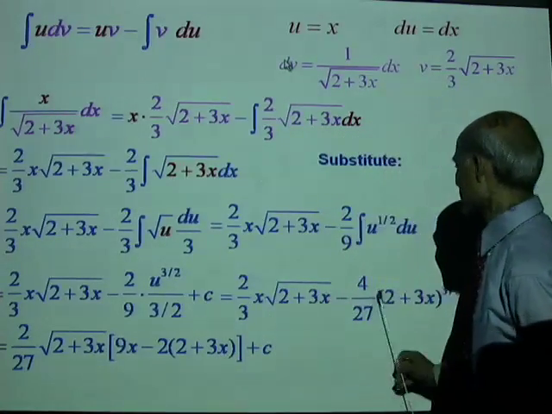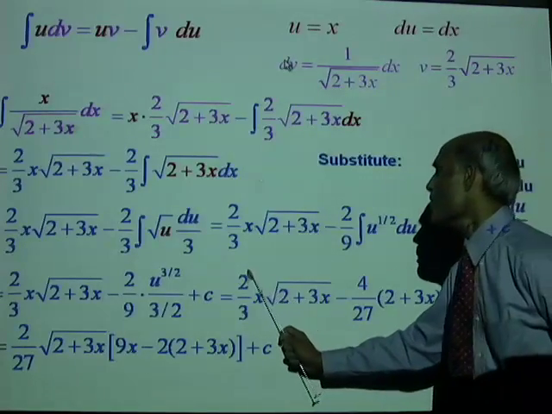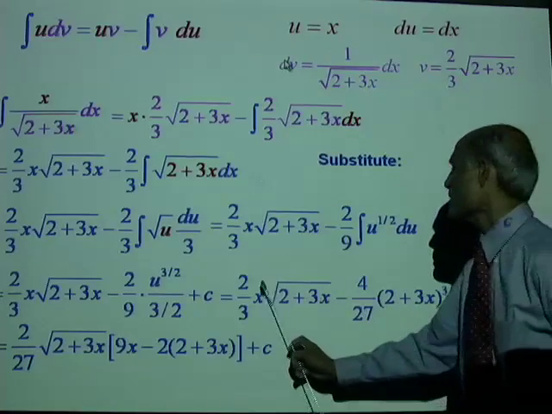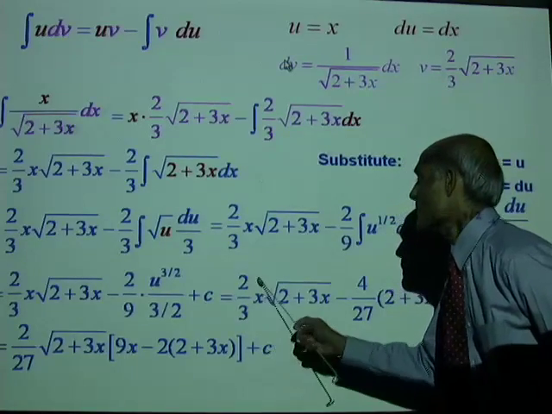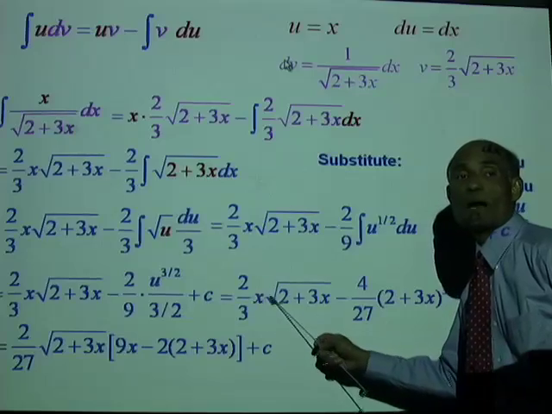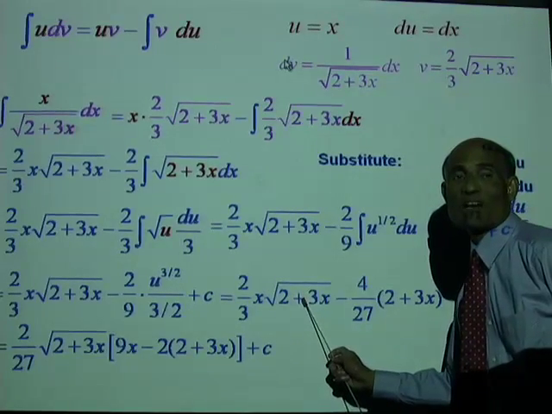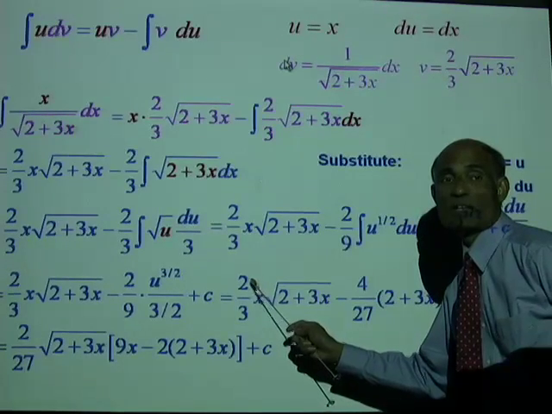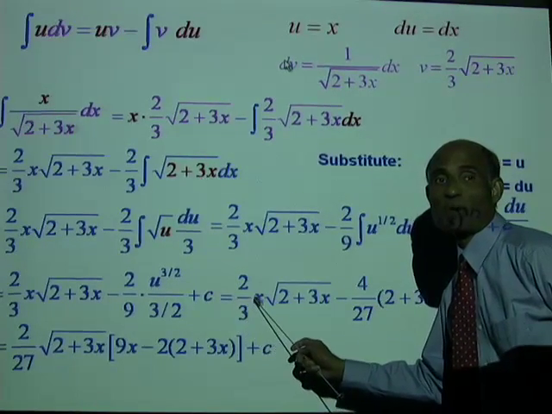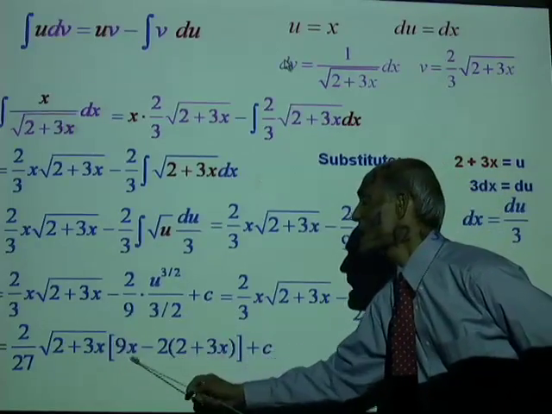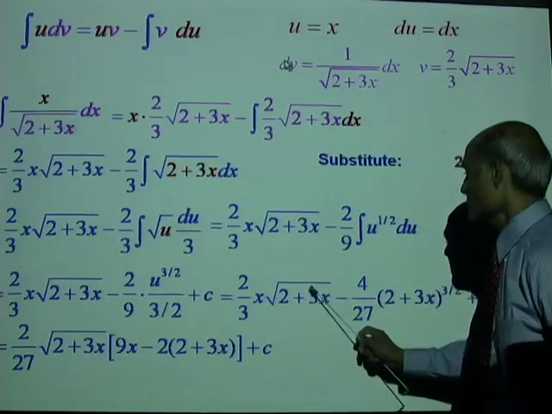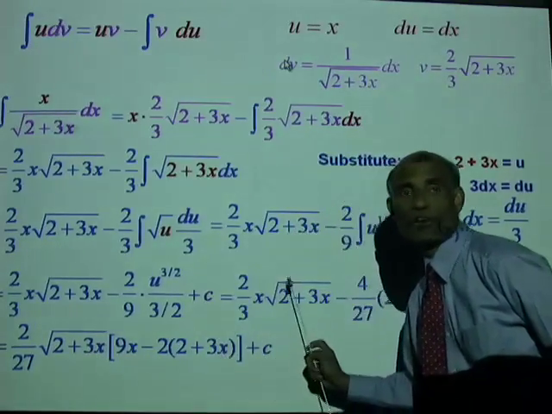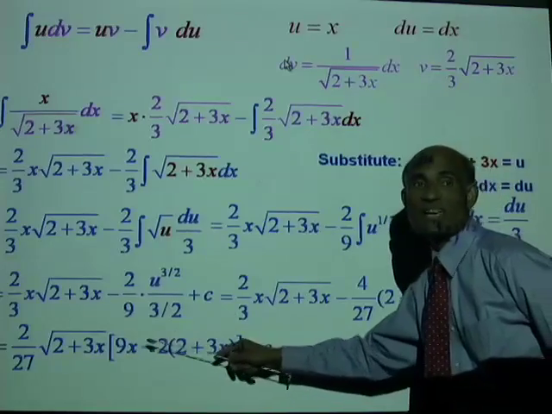Now, in the first term, you only have 2 over 3, but I'm factoring out a 2 over 27. That means this will get multiplied by 9. So this has come out. You have multiplied the numerator by 9, and 2 over 27 has come out. So what is left there is a 9x. So after factoring out 2 over 27 square root 2 plus 3x, what is left in here is a 9x.